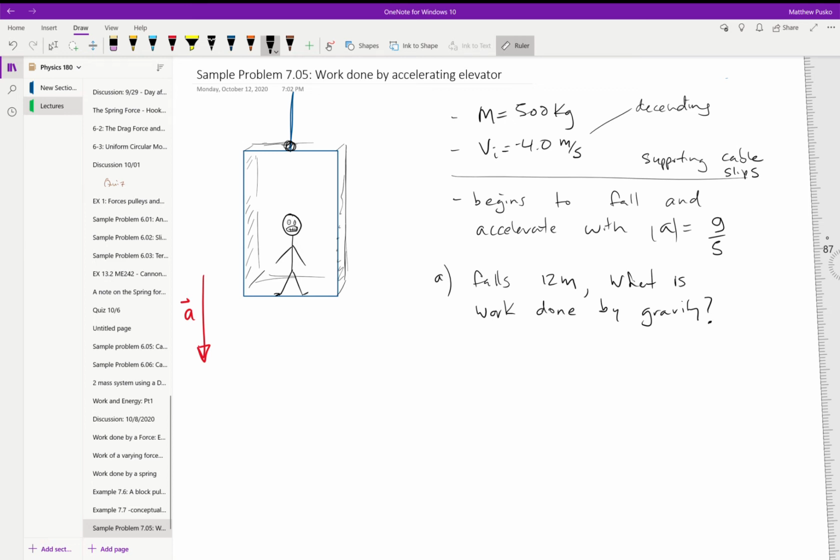Alright, this is a problem from our Halliday and Resnick book. Thought it was a good one to look at. The elevator problems are often confusing to some, and I totally get it.